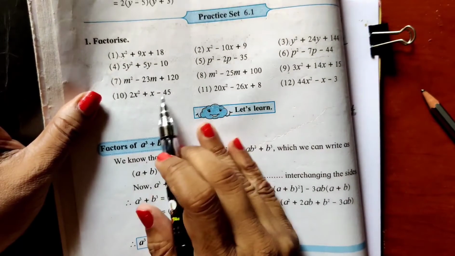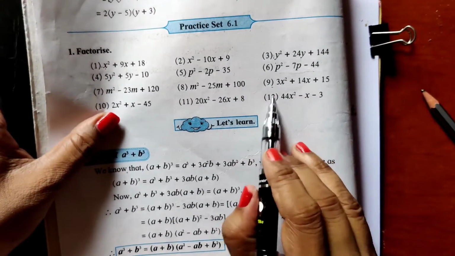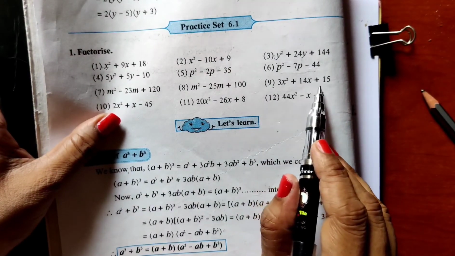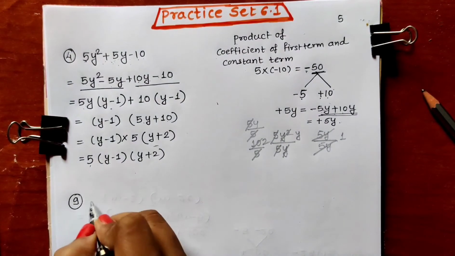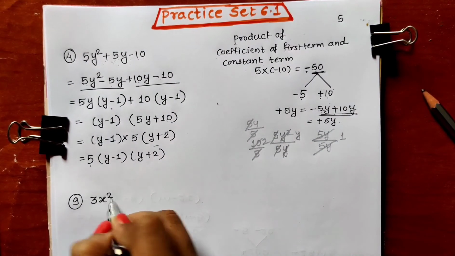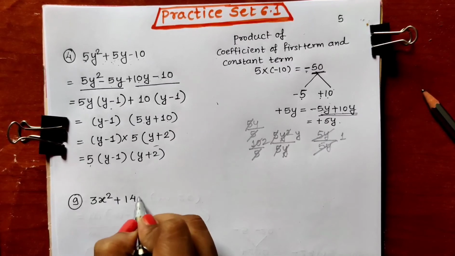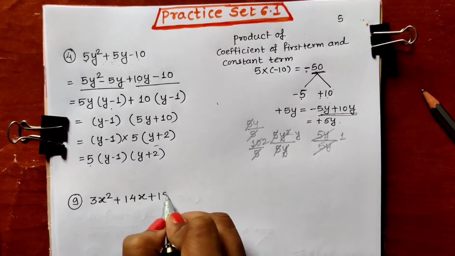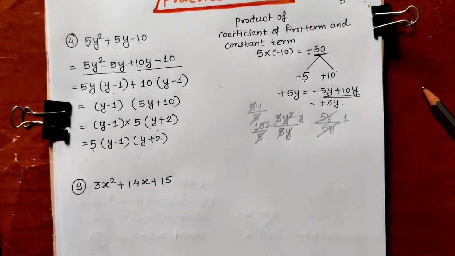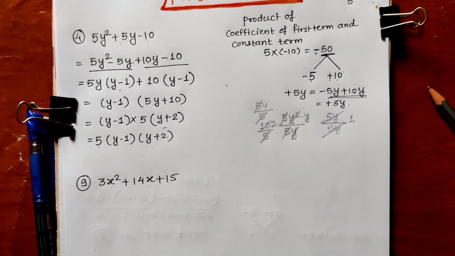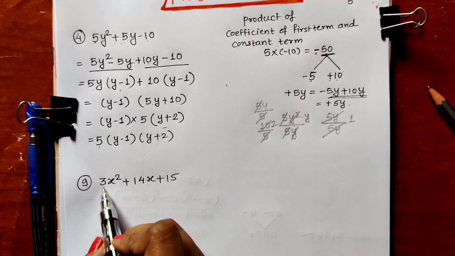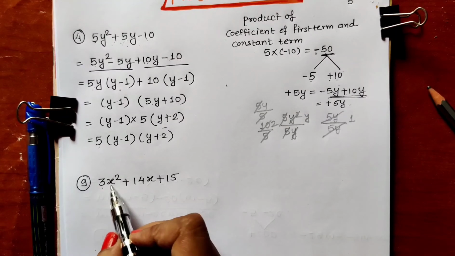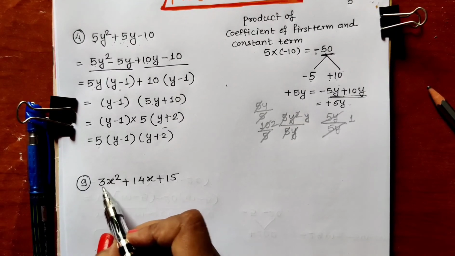Now let us see this 9th question: 3x square plus 14x plus 15. Again, as we all can see here, the coefficient of the first term is bigger than 1. The coefficient of the square term is bigger than 1.